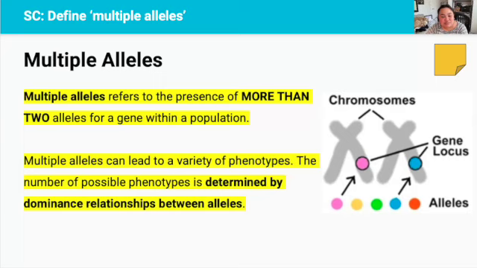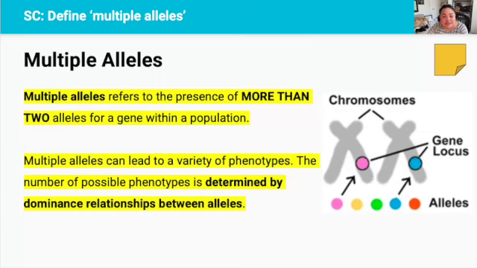When multiple alleles are present, the inheritance patterns get a little bit more complex. That's because multiple alleles can lead to a variety of phenotypes, and the number of possible phenotypes is determined by the dominance relationships between these multiple alleles. Sometimes alleles show complete dominance, sometimes they show incomplete dominance, and sometimes they show codominance. So we use an allelic series to illustrate the relationship between these multiple alleles of a gene, like what we saw in the cat's brown gene in the previous slide.